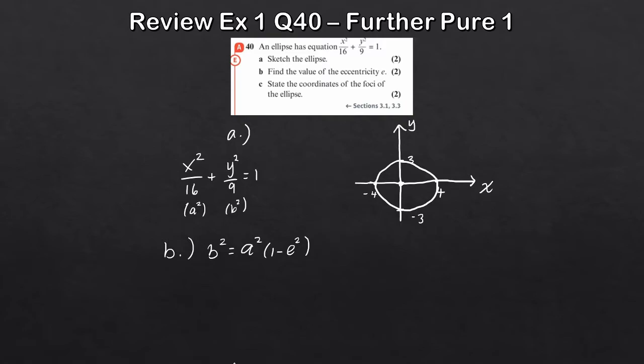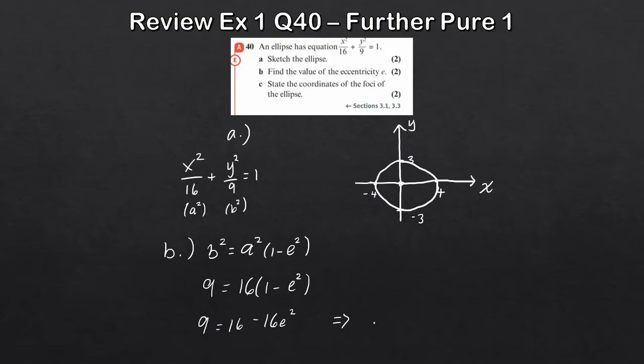So here now, we just need to sub values in to actually solve this. So 9 is equal to 16 times (1 minus e squared). Be careful here, this e squared, it's not the e constant that you'd have on your calculator, it's the eccentricity. Multiplying this out now, 9 is equal to 16 minus 16 e squared. So here now, I'm going to take this minus 16 e squared onto the left hand side, and then subtract 9 off 16.